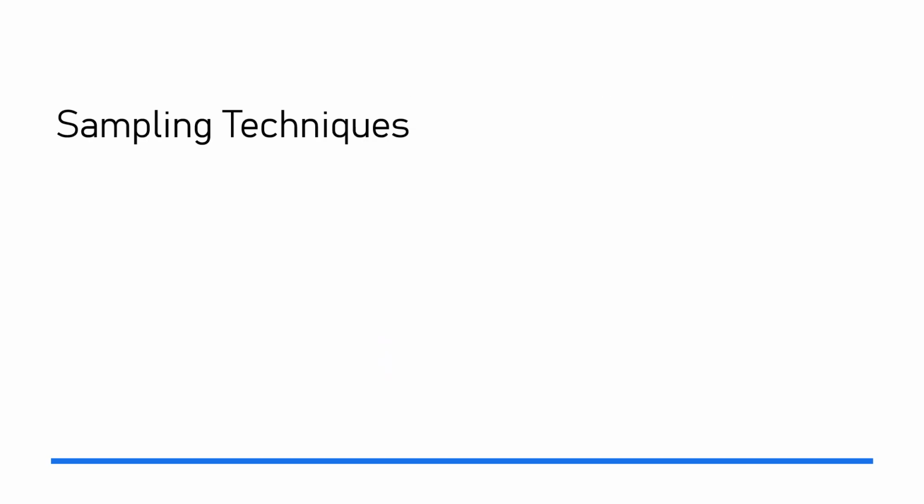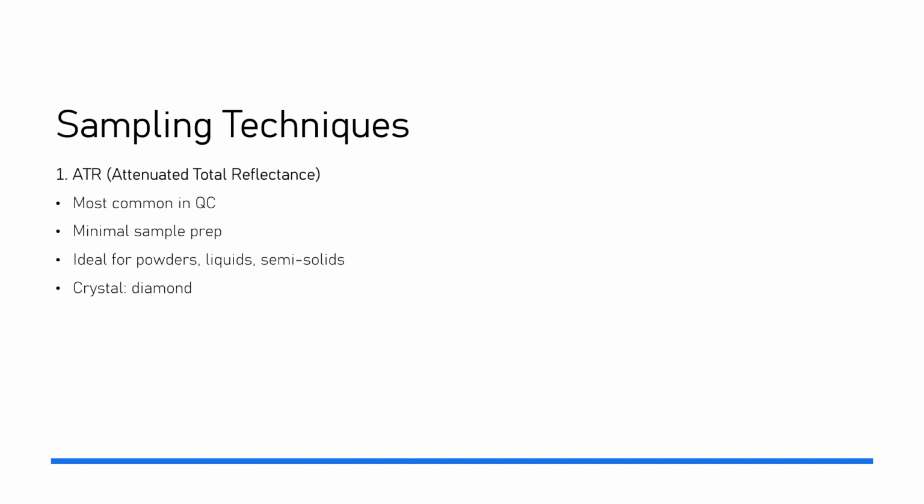So now here we will discuss the sampling techniques, that is, how many types of sampling are used in FTIR, right? So the first one is attenuated total reflectance, that is ATR, which is the most common in quality control because it is quick, easy and requires almost no sample preparation, right? This requires minimal sample preparation. So with ATR, the sample is placed directly on the crystal, which eliminates the need for grinding or pellet making. So here, you don't need to prepare any additional pellet. This ATR is suitable for powders, liquids and semi-solids, which makes it versatile for routine QC testing, right?